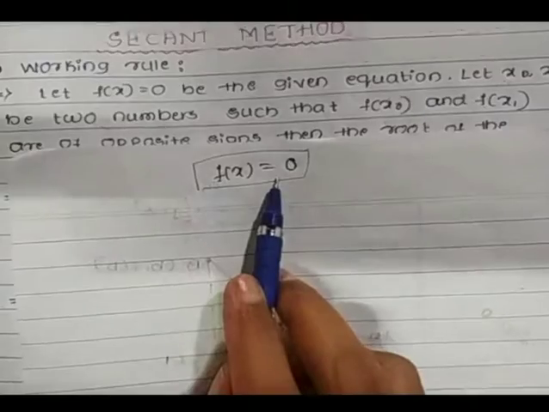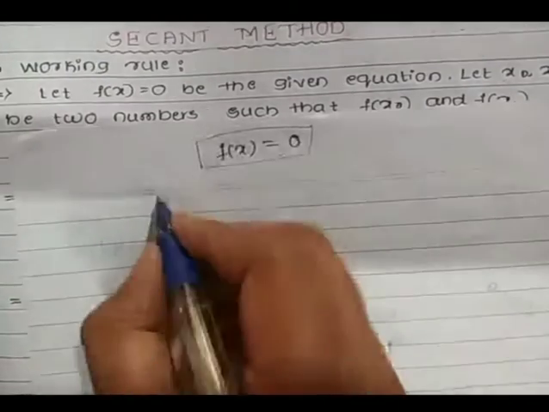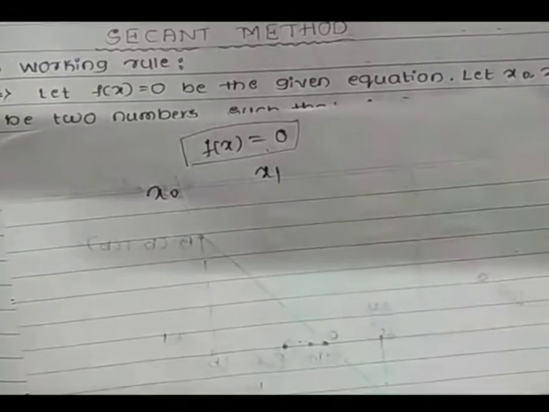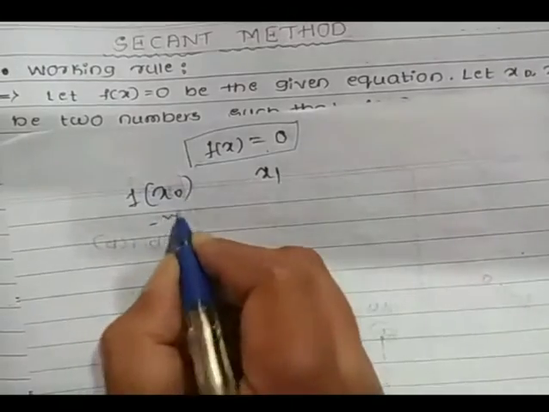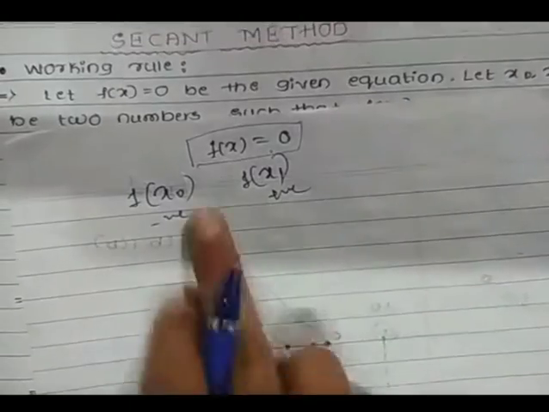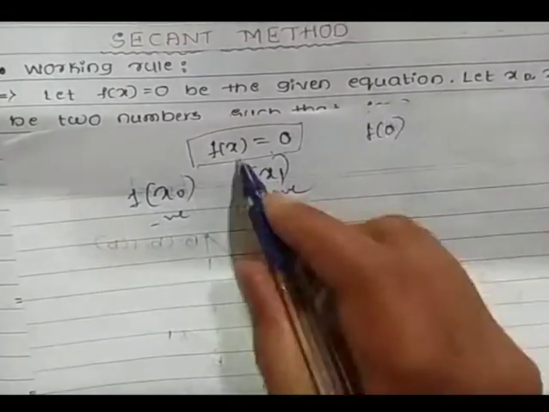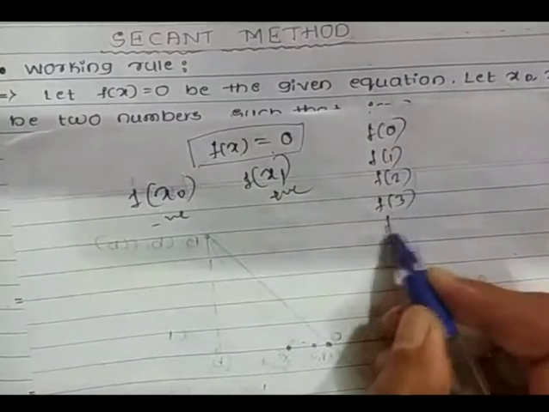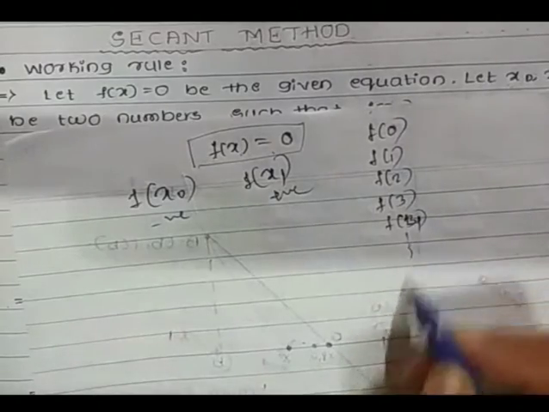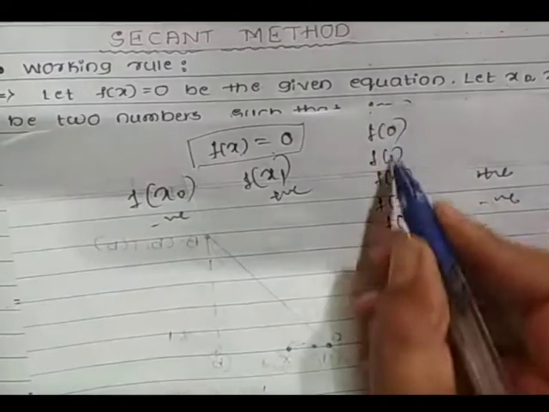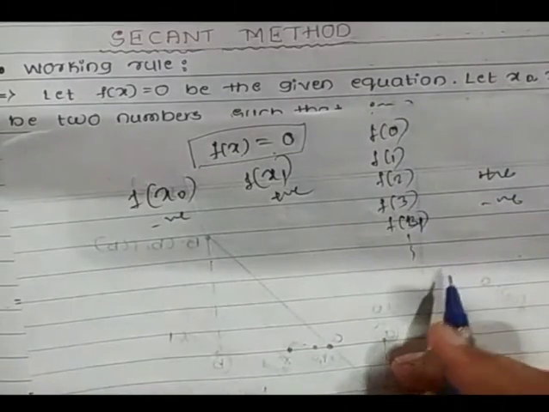That is, f of x is equal to 0, the function will be given. We have to consider two approximate values, two roots, that is x naught and x1, such that f of x naught gives us a negative value and f of x1 gives us a positive value. Till then we have to replace the x value as 0, x value as 1, x value as 2, x value as 3, then 4 and so on, till we get one positive value and one negative value. We have to continue this process. So based on that we'll get our x naught and x1 values.